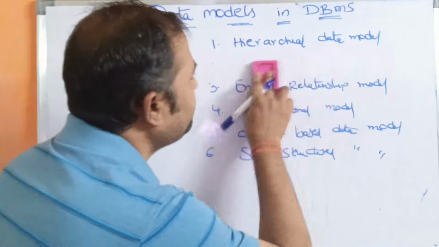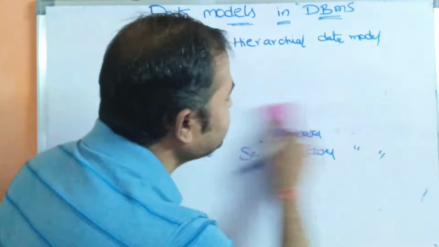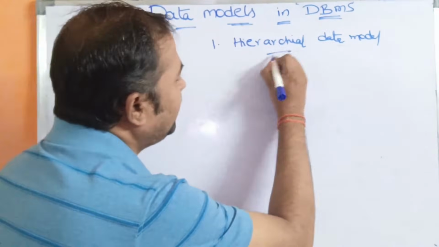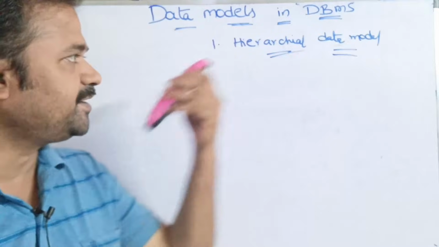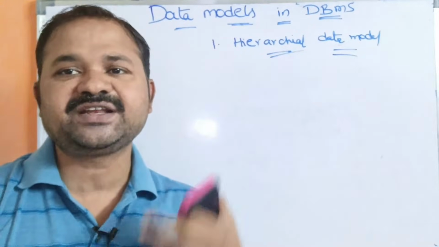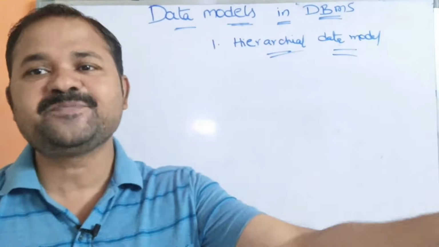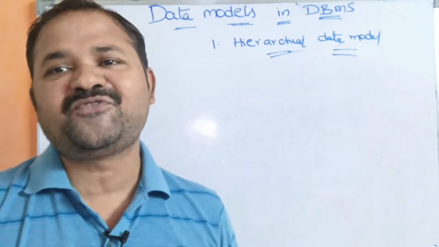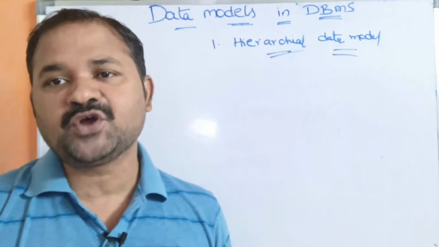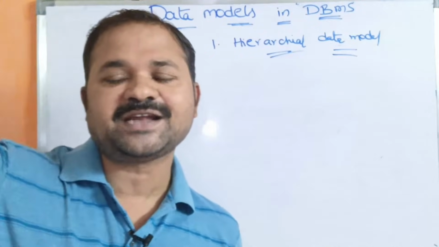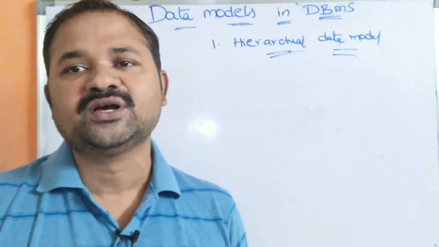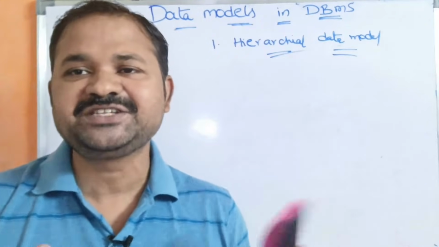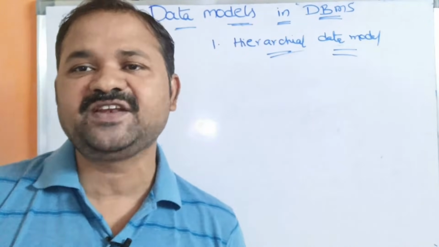So first let us see the first one, the hierarchical data model. Hierarchical means it is mainly useful to store information level by level: grandparent level, parent level, child level. So it simply forms a tree structure. We know what a tree is. In a tree, the topmost node is called the root node. The root node contains some children, those children again contain children, and likewise the process continues.